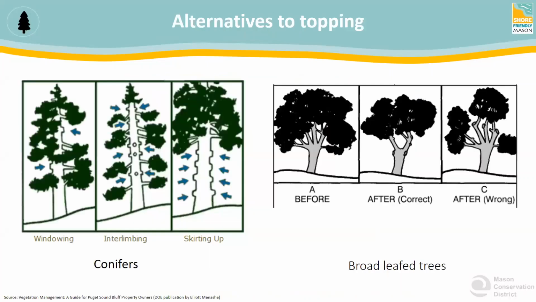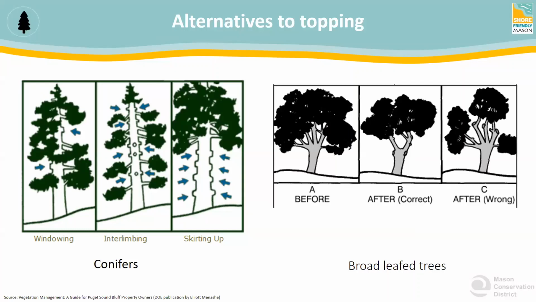So I really encourage you, if you have maples that are causing trouble for your views, to think about how you could prune them without reducing their vitality. So with conifers, you see on the left, there's some different techniques you can use. We recommend that you go in your house or your spot on the patio, the place where you like to look at your view, and really look at which limbs you could remove to create a window to see through and improve your view, rather than removing the tree entirely or taking the top out of it. So windowing, interlimbing, and skirting up are some different ways of talking about those things for conifers.